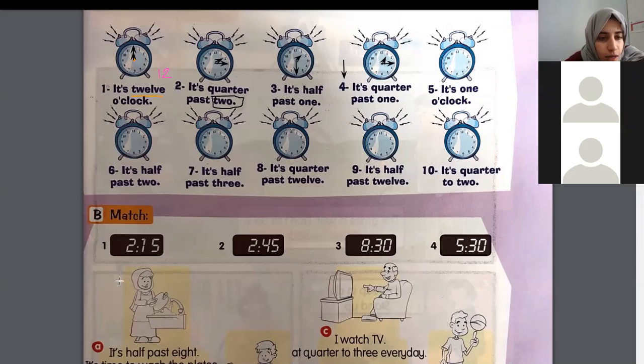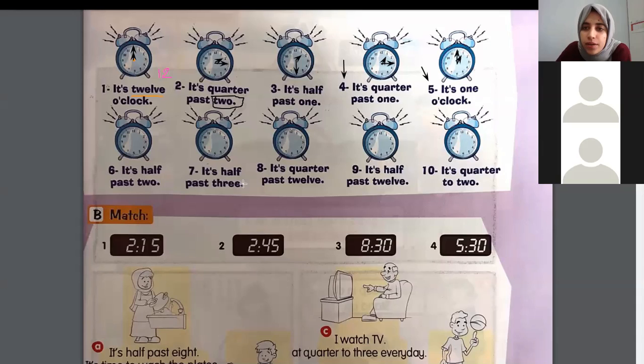Hawra, can you hear me now? Okay, well, I called you like 5 minutes ago and you weren't there. I want you to do number 5, please. It says it's 1 o'clock. So where do I draw the long hand? At 12. Excellent, at 12, because they didn't say quarter and they didn't say half. So that means the long hand should be at 12. And what about the short hand? At 1, because they said 1 o'clock.